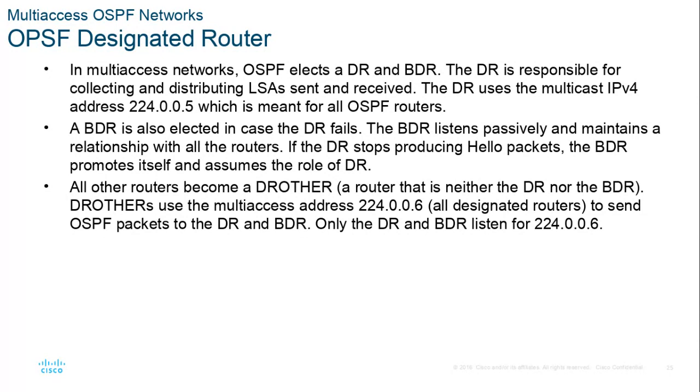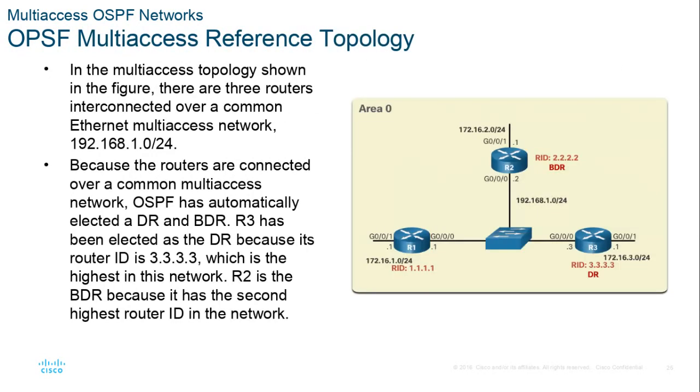It's like a RAID drive. We have router RAID. We have two routers, one ready to take over in case the other one fails. So in this case, we have three routers connected to each other on an Ethernet multi-access network, 192.168.1.0/24. So OSPF has automatically elected a designated router. And in this case, we did not bother to go in and create any loopback ports.